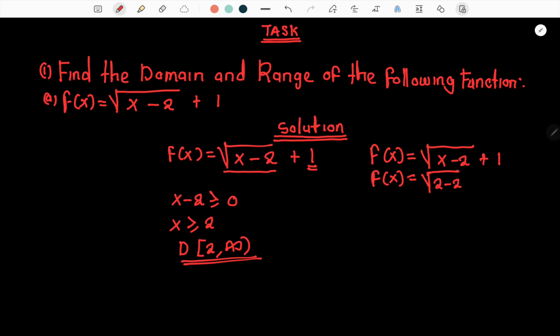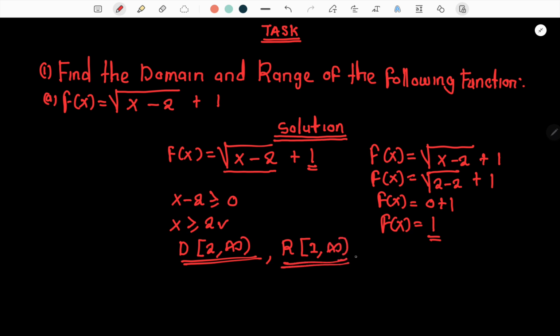If I put a 2 here, the square root of 2 minus 2 is actually 0. The square root of 0 is actually 0 plus 1. And then what you're going to simply get is simply 1. So when you insert this particular value in this equation, the lowest y value you are getting is 1. Henceforth, your range is going to be a set coming from 1 all the way to positive infinity. And this is just how you solve this particular question.